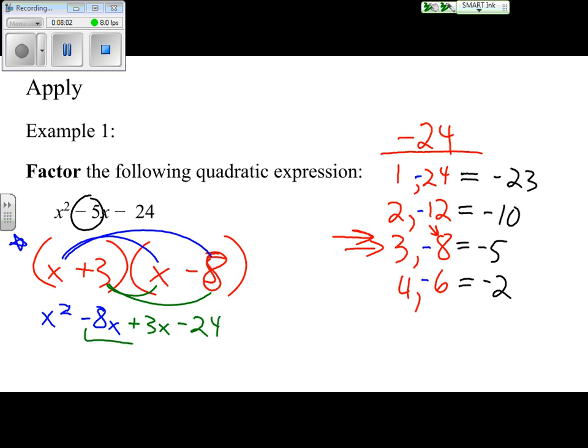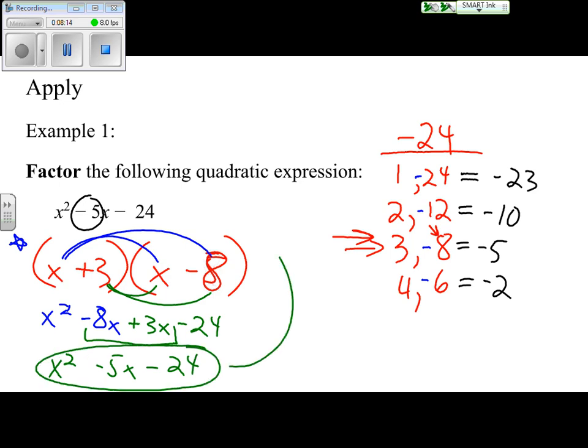3 times x gives me positive 3x, and 3 times negative 8 gives me negative 24. Now I can combine these middle terms here because they both are like terms. They both have x's, and I bring down my x squared. Negative 8x plus 3x gives me negative 5x, and then finally negative 24. And if you compare this to what we started with, they are exactly the same thing. Now, just to clarify, what is our actual answer? It's not what I wrote in green. It's not the check. It's the original binomials, x plus 3 times x minus 8 that we had here in red, right where I started.